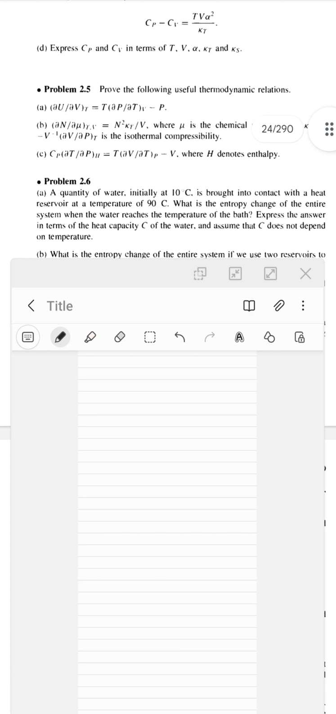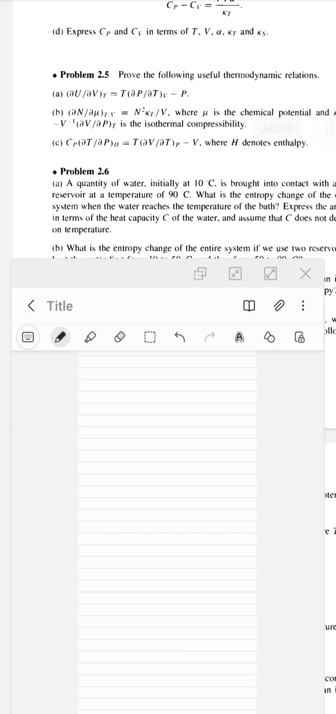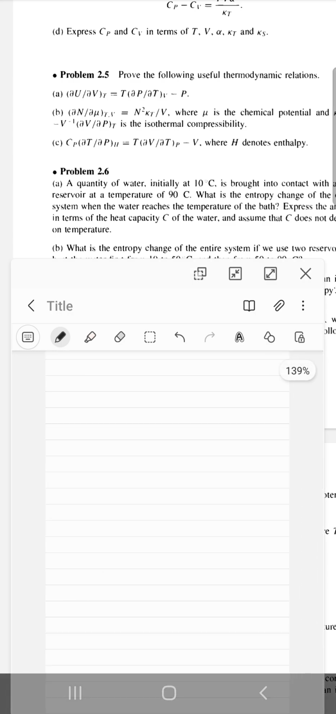So H is the enthalpy, right? So we're writing Cp as partial T by partial P at constant enthalpy. Okay, that's new. At constant enthalpy. Wait, can we actually solve this question? Partial T, enthalpy. What the? Okay, let's actually try that out.